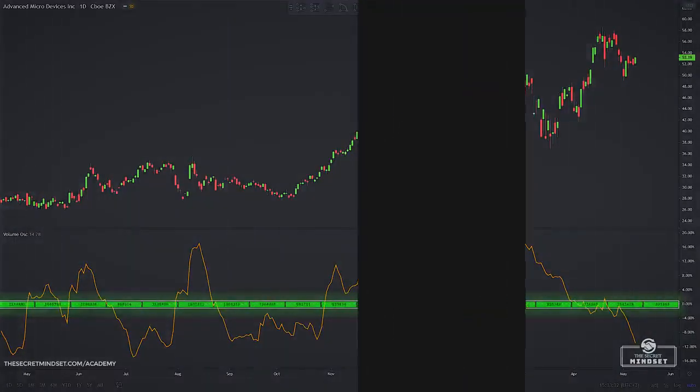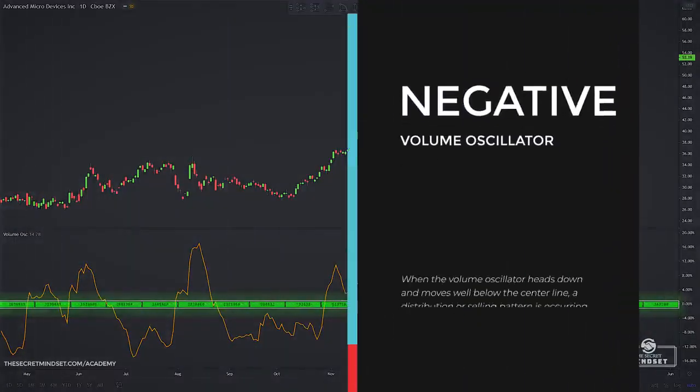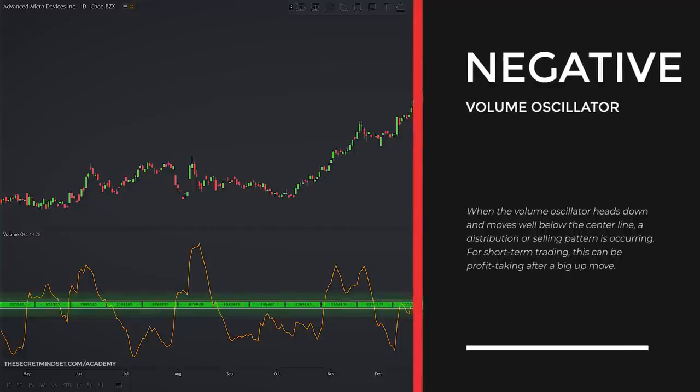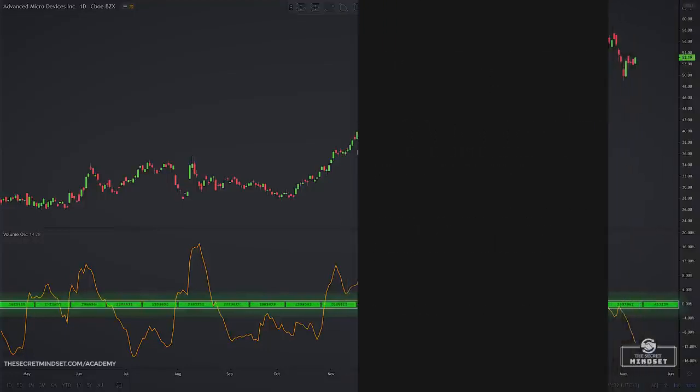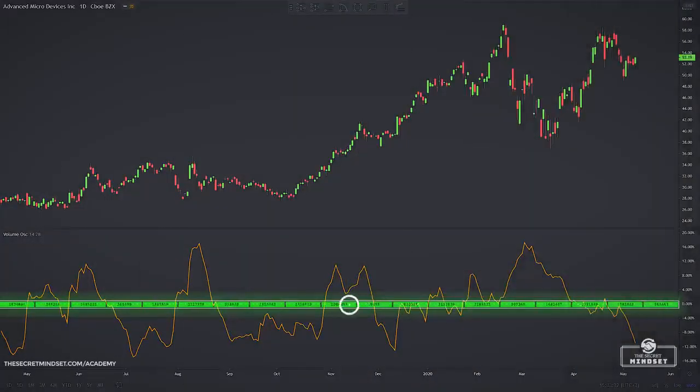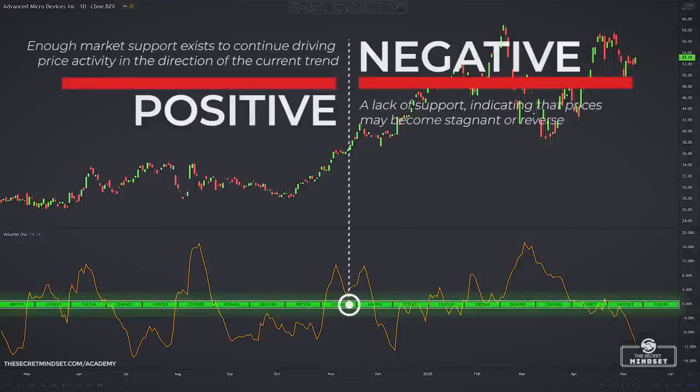When the volume oscillator heads down and moves well below the centerline, a distribution or selling pattern is occurring. For short-term trading, this can be profit-taking after a big up move. A positive value suggests enough market support exists to continue driving price activity in the direction of the current trend. A negative value suggests a lack of support, indicating that prices may become stagnant or reverse.